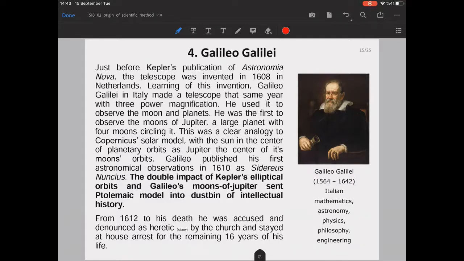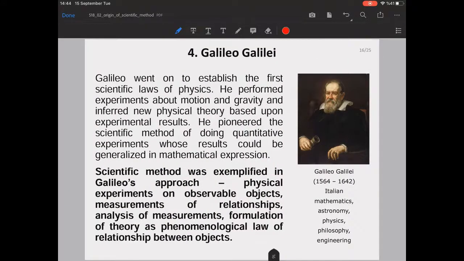Unfortunately, from 1612 to his death, Galilei was accused and denounced as a heretic by the church and stayed under house arrest for the remaining 16 years of his life, unfortunately. But he kept studying there. And Galilei went on to establish the first scientific laws of physics. He performed experiments about motion and gravity and inferred new physical theory based upon experimental results.